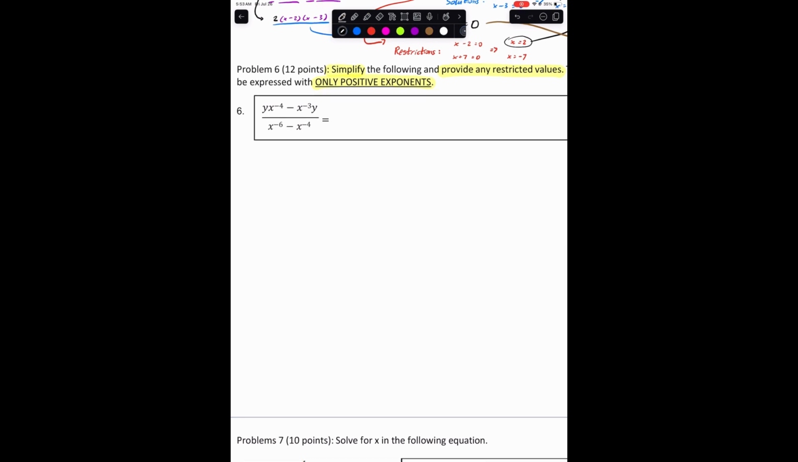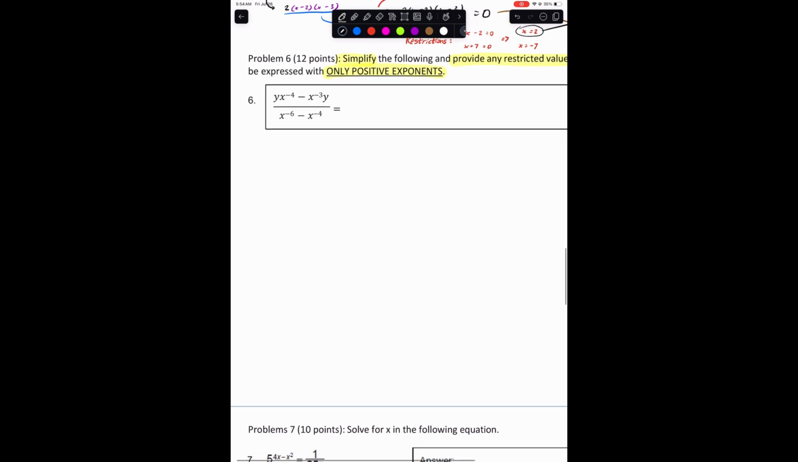So first things first, I want to make sure that there's nothing I can factor out right away. What I mean by that is I don't want to factor out the x's, because that might complicate my question more. But if there's any non-x values I can take out, I'll do that right away. So I notice that there's just a y on top, so I can take out the y from both terms, top and bottom, right here.